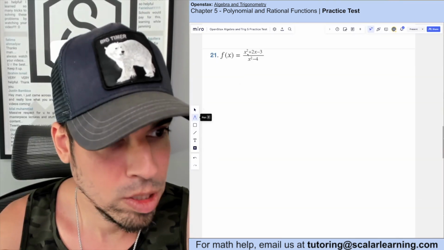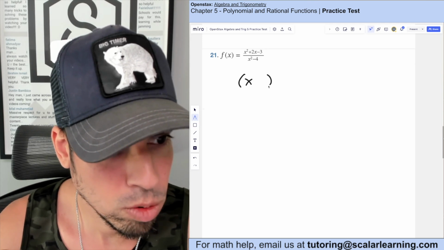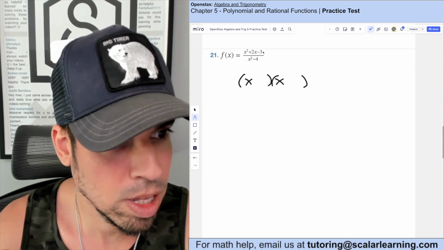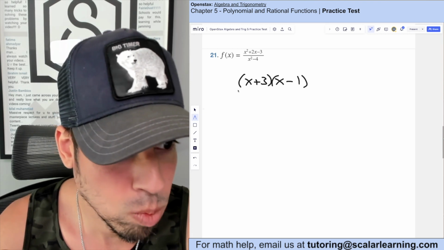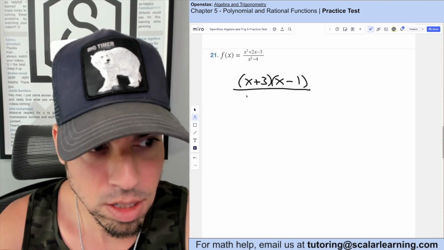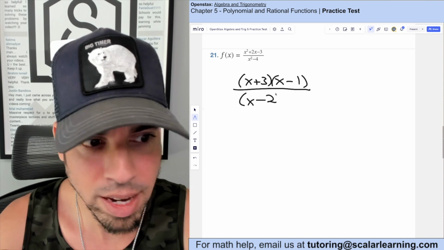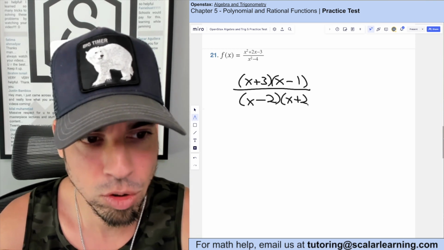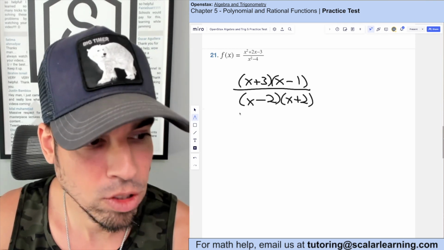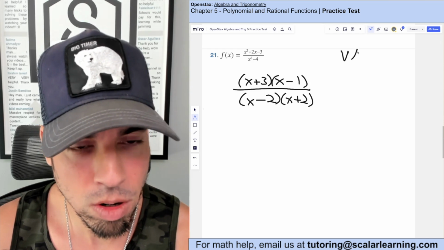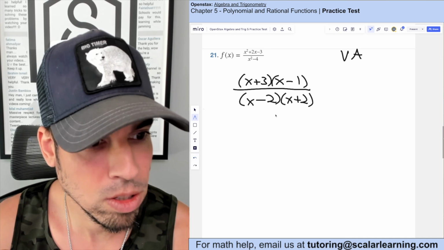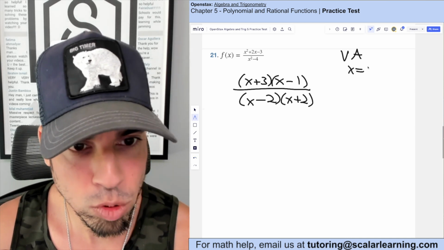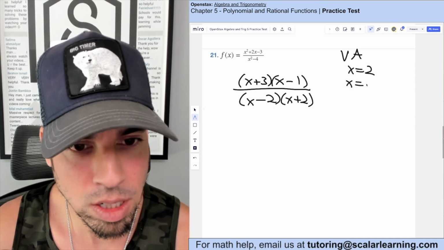So for this one, before we start, we're going to factor that numerator. What two numbers multiply to -3 and add to +2? That's +3 and -1. And I'm going to factor the denominator as well because it's a difference of squares: x minus 2 times x plus 2. All right, so now that we have it factored, it's going to be pretty easy to come up with our vertical asymptotes. We zero out the denominator, and that's going to be at x equals +2 and x equals -2.